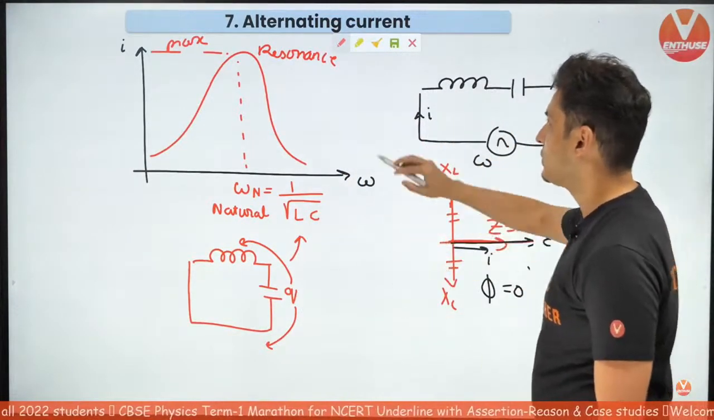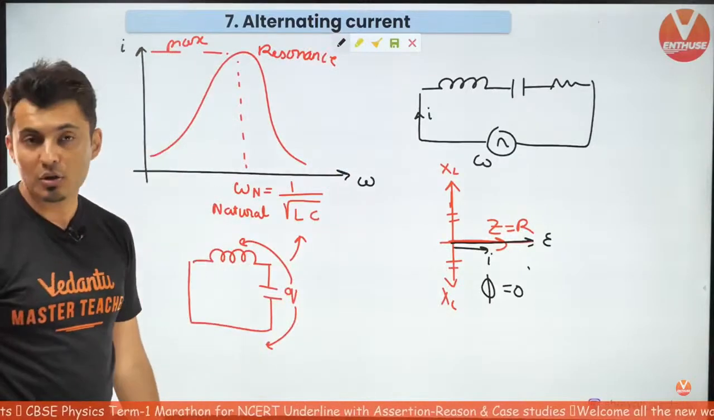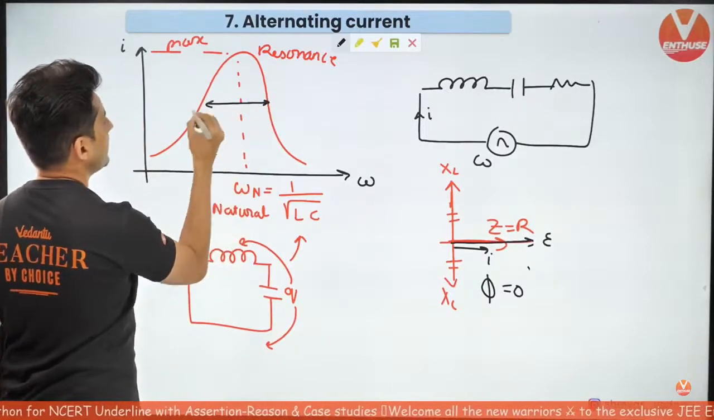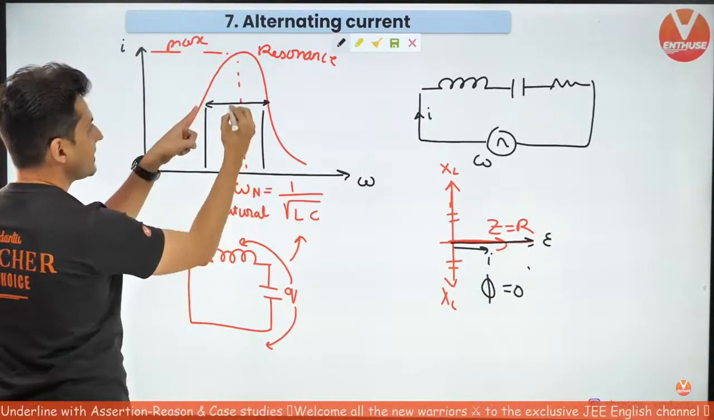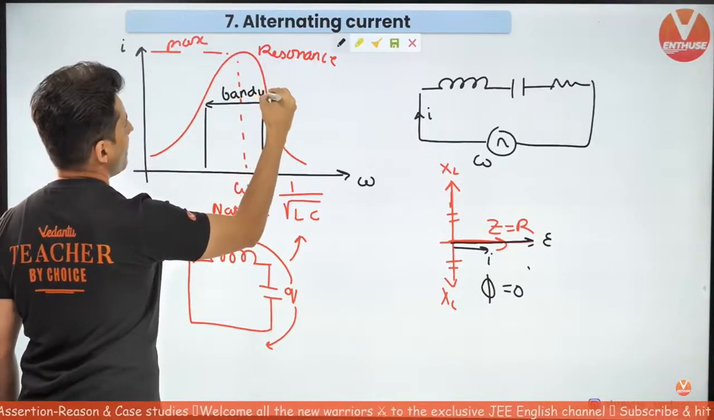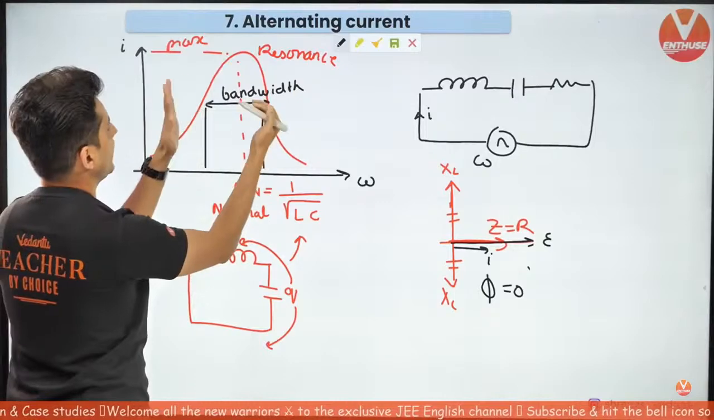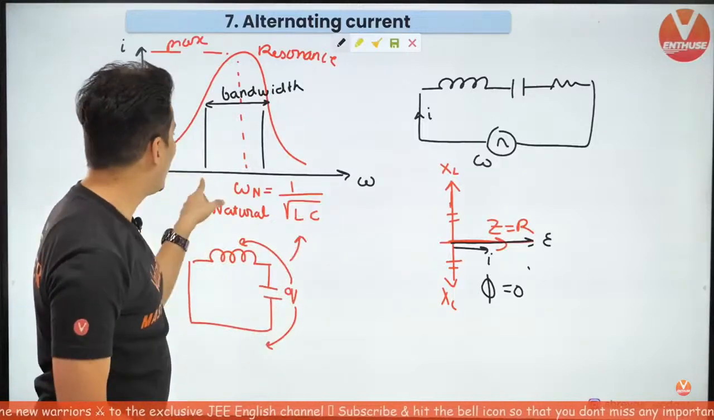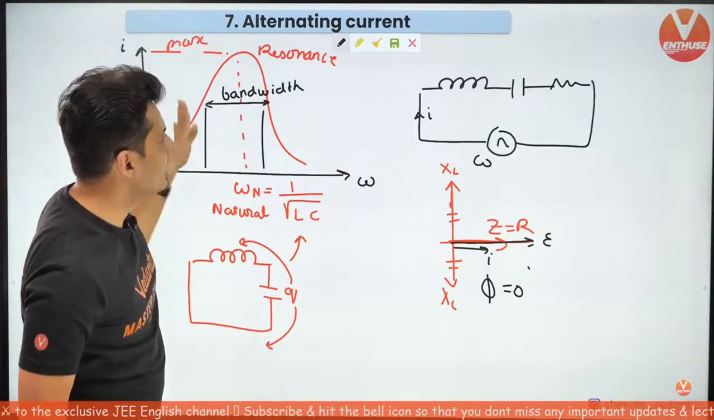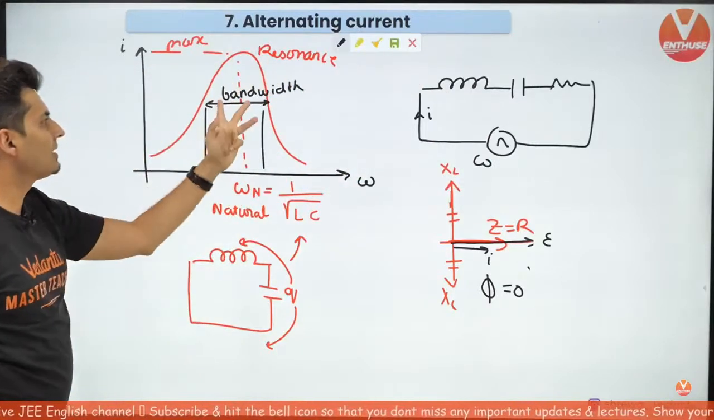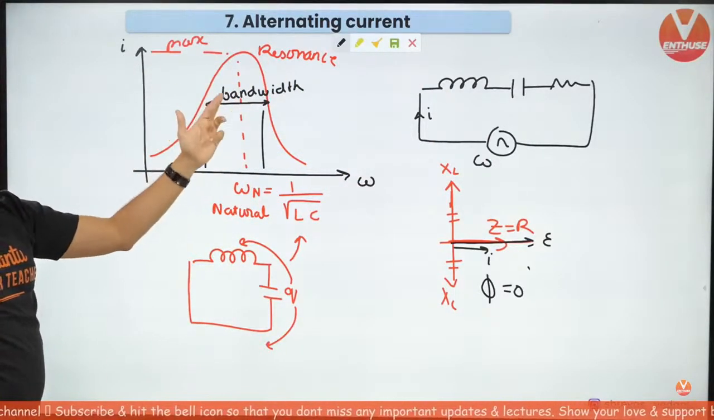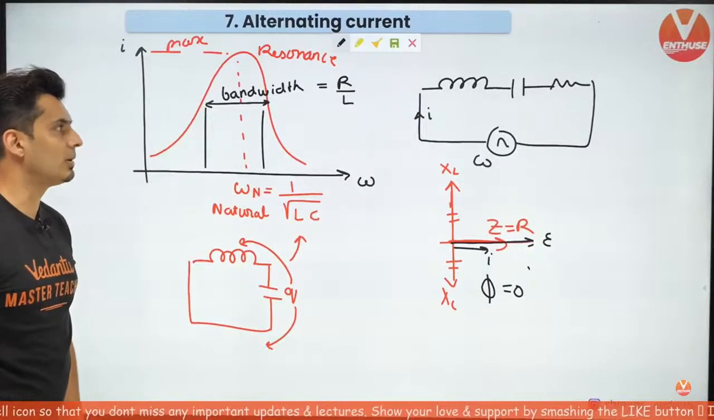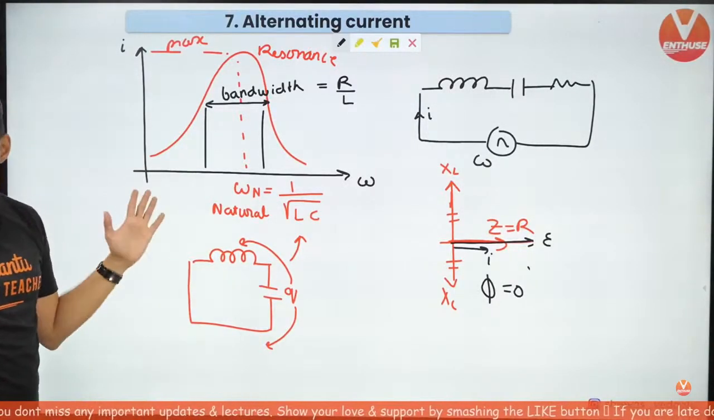Cool. Let's solve some questions, and there are some interesting parameters over here like quality factor and bandwidth. So bandwidth is over here. This is bandwidth. Bandwidth is the range of frequencies for which at least half the energy is transmitted. So all those frequencies for which at least half the energy goes into the circuit, that range of frequencies over here is the bandwidth. And the bandwidth formula is nothing but R by L. That's something you should remember. Very, very important.